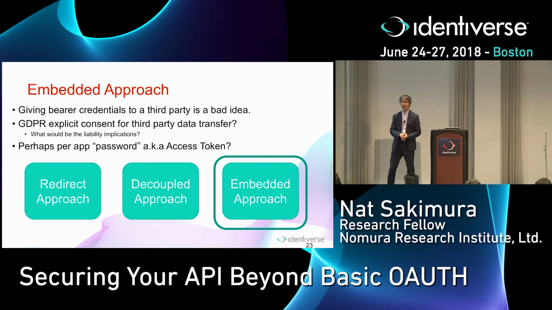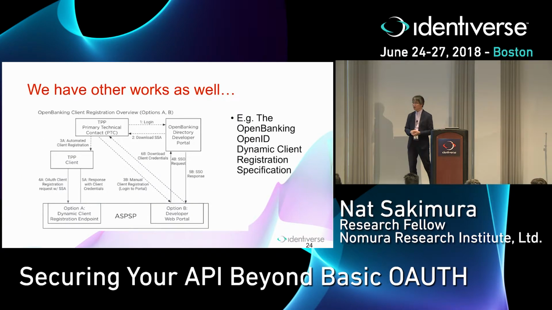So if we had to do it, we have to find the lesser of the bad things, right? And what we are thinking right now is perhaps to create a per-app password or a per-app access token on another device, and give it as an application password to the relying party. That probably is the least bad way of doing it.